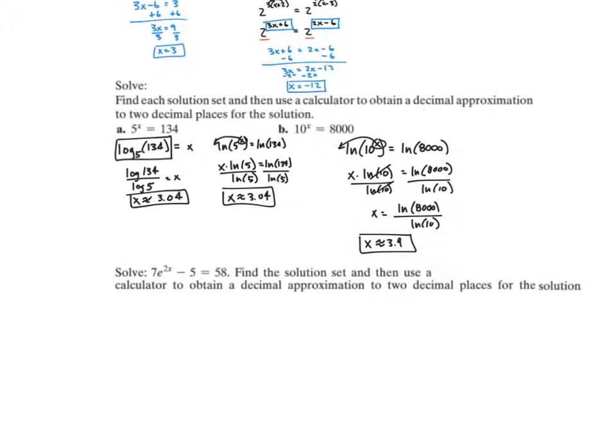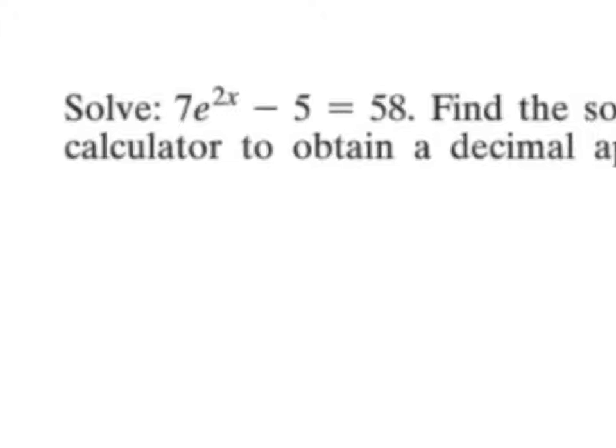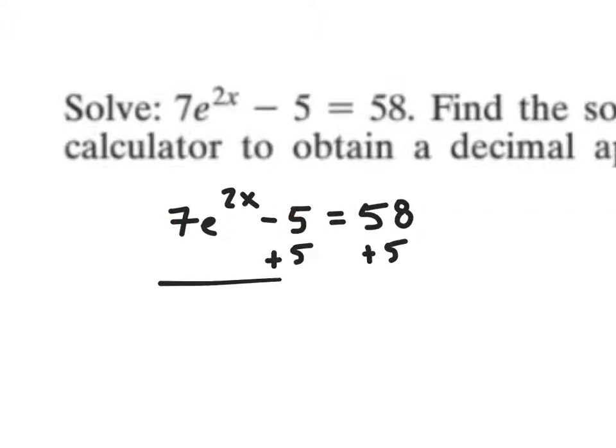All right. So now you got something like this. You have this exponential equation. Same thing, we want to find an exact answer, but let's find a decimal approximation for it as well. Now, again, whenever I have this, I want to isolate my exponential value. So I'm going to move all my other numbers over. So I would add 5 to both sides. So I would get 7 times e to the 2x is equal to 63.